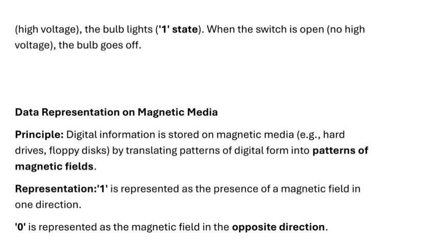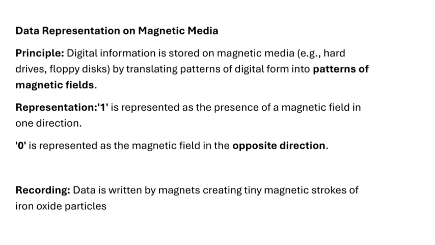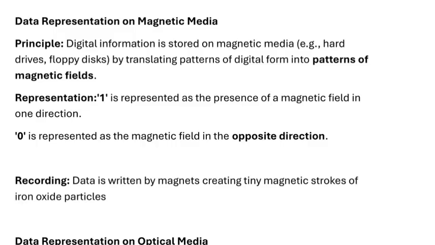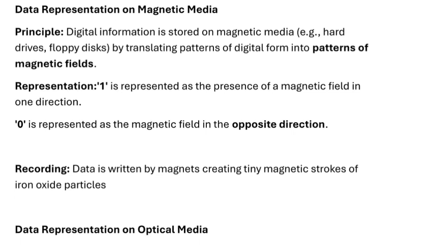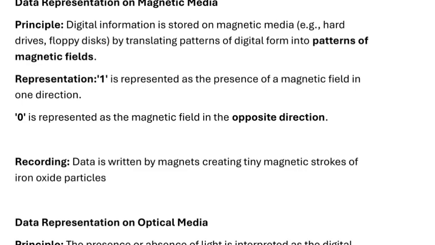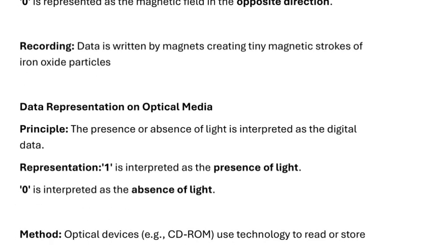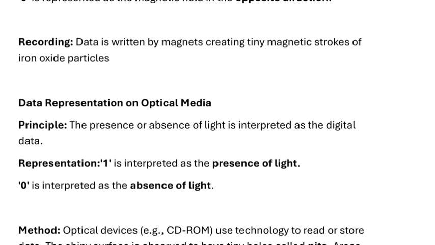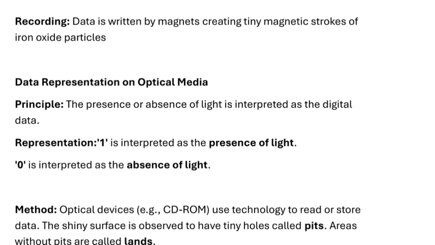Data representation on magnetic media, principle: digital information is stored on magnetic media, e.g., hard drives, floppy disks, by translating patterns of digital form into patterns of magnetic fields. Representation: 1 is represented as the presence of a magnetic field in one direction. 0 is represented as the magnetic field in the opposite direction. Recording: data is written by magnets creating tiny magnetic strokes of iron oxide particles.